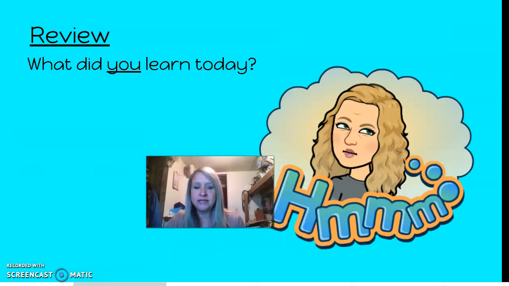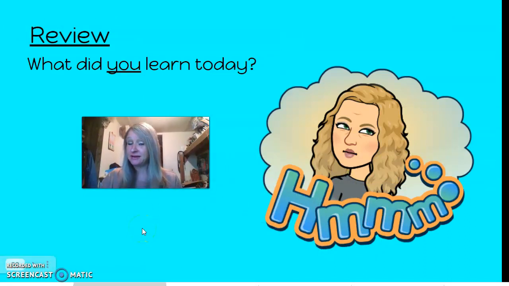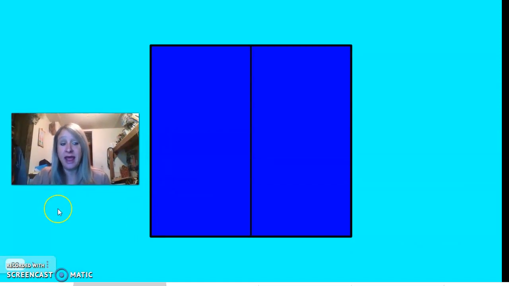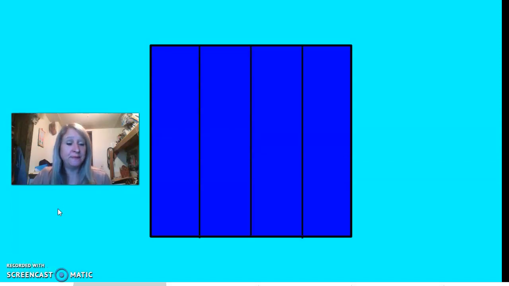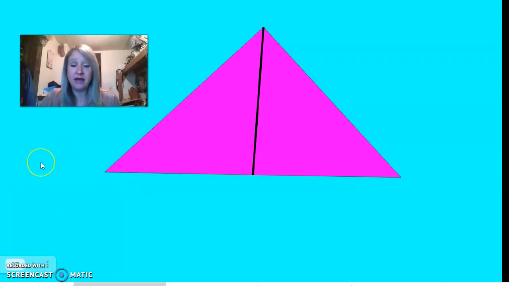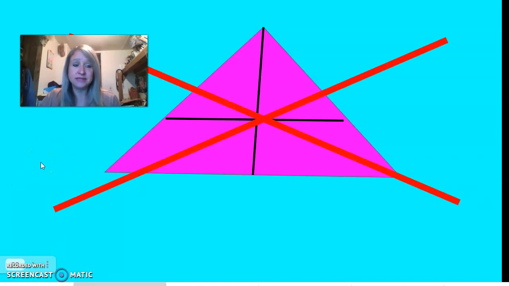Then, what did you learn today? Well, we learned that we can partition a shape in half in more than one way. And we learned that we could partition it into fourths in more than one way. We also learned that there are some shapes you can only divide one way in half and not at all in fourths.